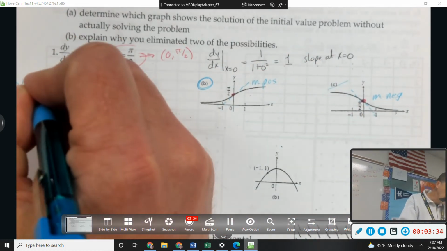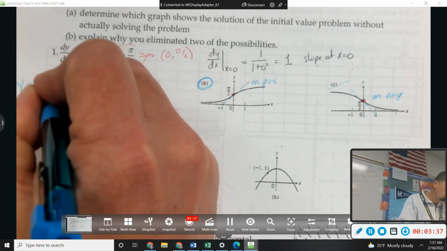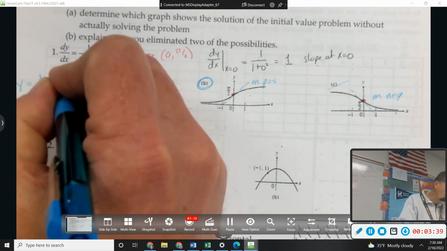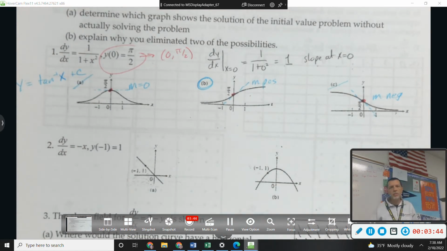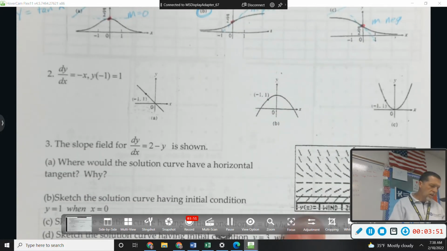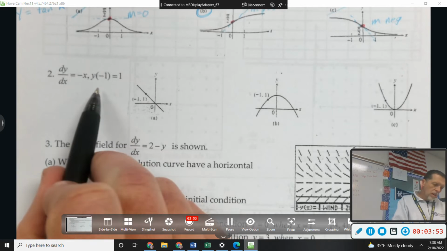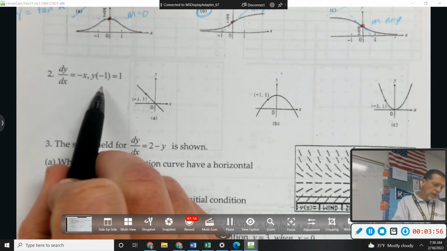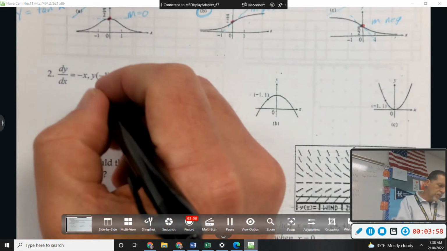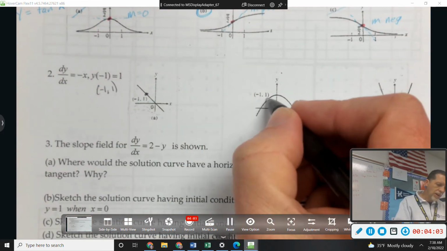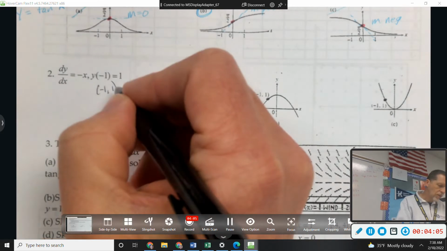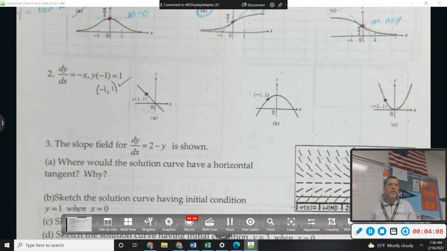And again, if we really knew what the graph of inverse tangent looked like, we could have picked B right away. But that's probably not most of us. All right, number 2. Let's see. y of negative 1 equals 1. So that means the point (-1, 1) is on the graph. And yet again, that doesn't really help us because they all have (-1, 1). So, thanks for nothing.